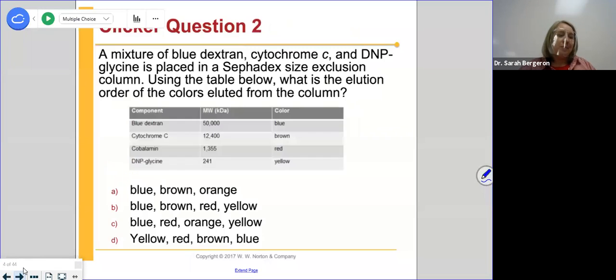Okay. So, all right, now we're getting to a little bit more scientific, right? Okay, a mixture of blue dextran, cytochrome C, and DNP glycine is placed in a Sephadex size exclusion column. Using the table below, what is the elution order of the colors eluted from the column? So you're going to put these 4 substances in a size exclusion column. What order will they come out in?